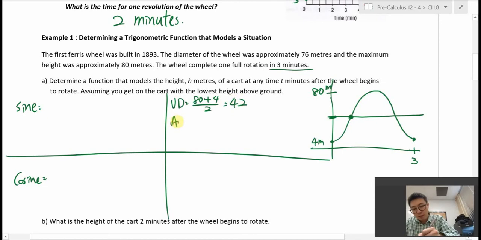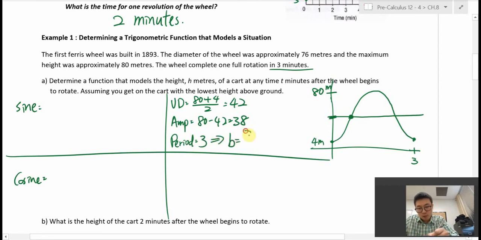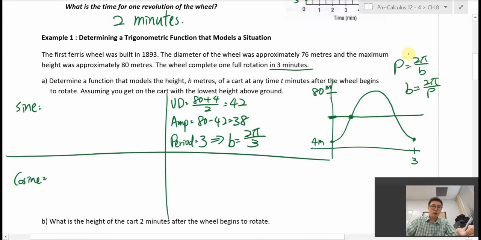We can then find the amplitude because we now know the vertical displacement. Amplitude is simply the maximum minus the center line, so 80 minus 42, which is 38. That's my amplitude. We can then find the period. We know the period is 3 minutes, which means B is going to be 2 pi over 3. Period is 2 pi over B, so B is the same thing as 2 pi over P. Again, you can manipulate for B and you get B equals 2 pi over P.